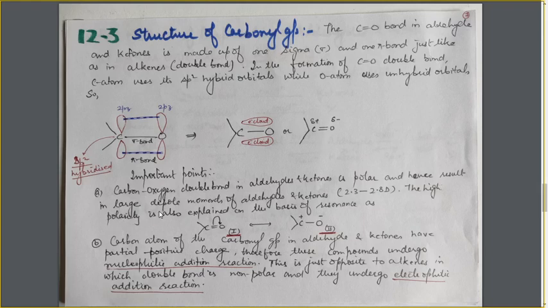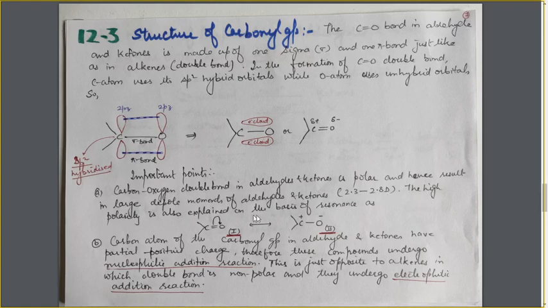this results in a large dipole moment of aldehydes and ketones, and because of this polar C=O group, the compound will also be polar. It has a large dipole moment of 2.3 to 2.8 D. D stands here for the Debye, that is the unit for dipole moment.